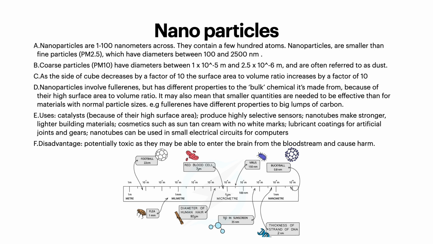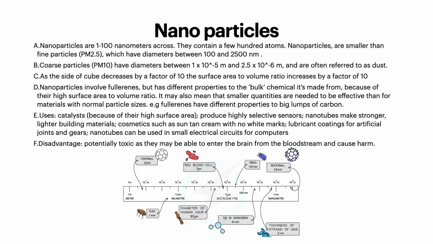And now we are going to be moving on to nanoparticles, the final section of today's slideshow or YouTube video or whatever this is. Nanoparticles are 1 to 100 nanometers across. They contain a few hundred atoms. Nanoparticles are smaller than fine particles, which have a very small diameter as well. Coarse particles have diameters between these very small numbers and are often referred to as dust.